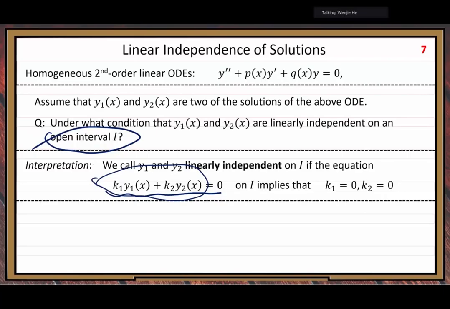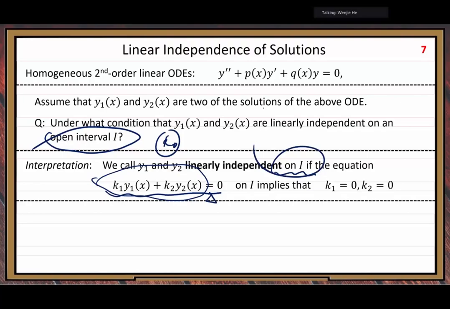If this expression equals 0, it must hold on this whole interval I, not just at one point. Now, here we understand this equality holds not just at one point, like the x0 point. Only one point is not strong enough to get the linearly independent property. So it must be on the whole I.